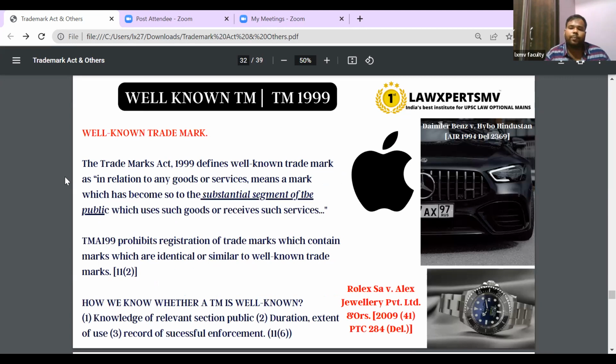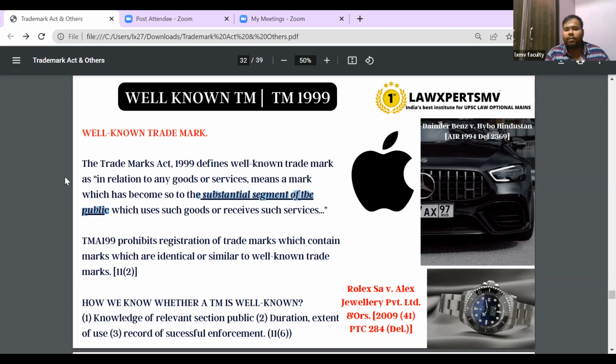Yes, we'll see the aspect of well-known trademarks. This is also an important concept, but it has not been asked in the UPSC law optional so far. What is a well-known trademark? The word well-known you have to associate with the words substantial segment of public. If something is well-known, then it is known to most of the people in India or even in the world. If you use that particular trademark, it is said to be a well-known trademark.